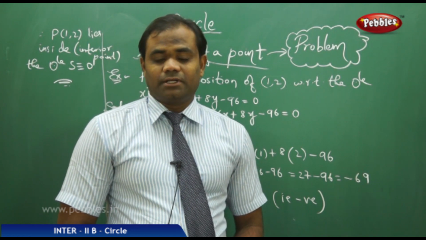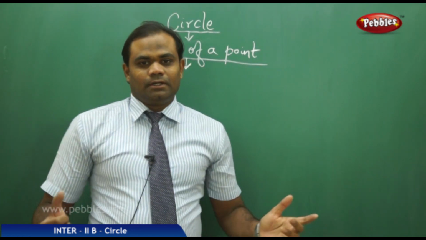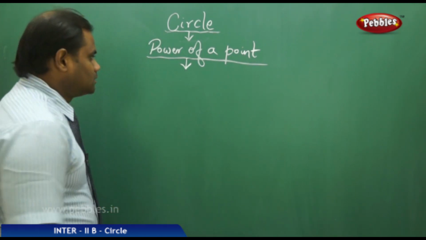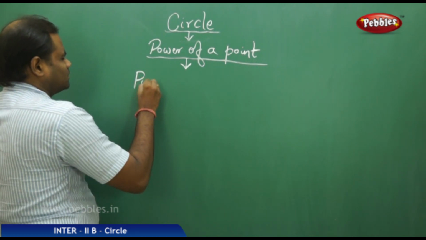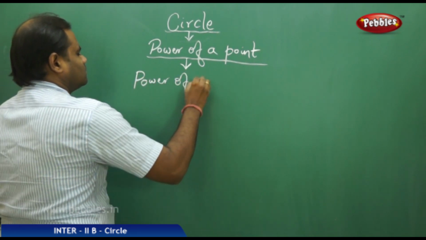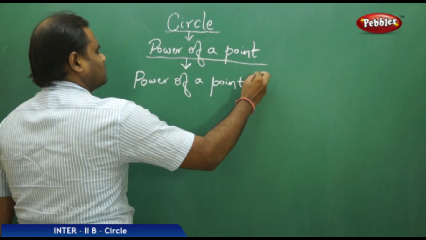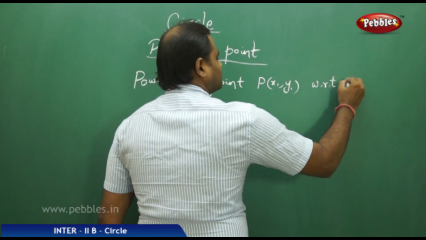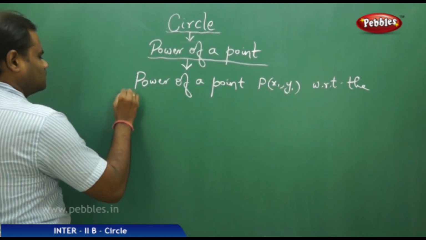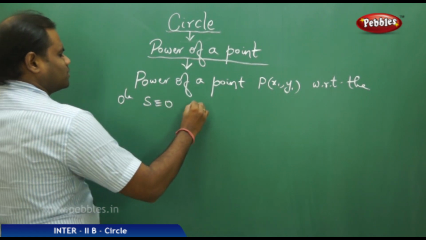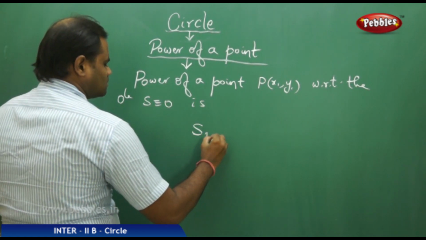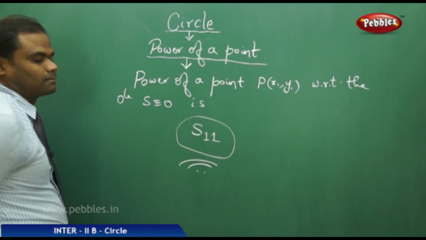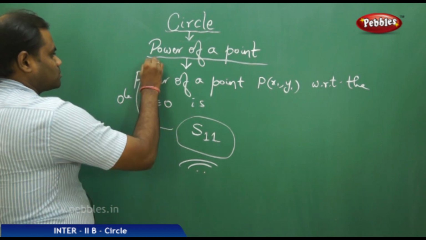That is the position of a point with respect to a circle. Now let's discuss the power of a point with respect to the circle. The power of a point P(x1, y1) with respect to the circle S equal to 0 is said to be S11. So the power of a point is said to be S11.